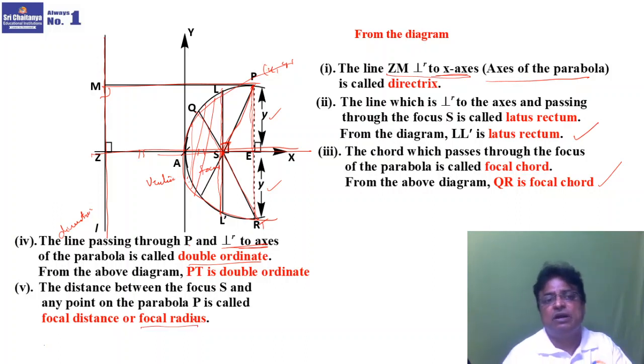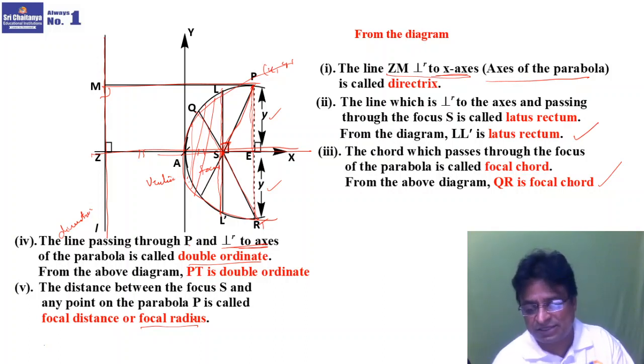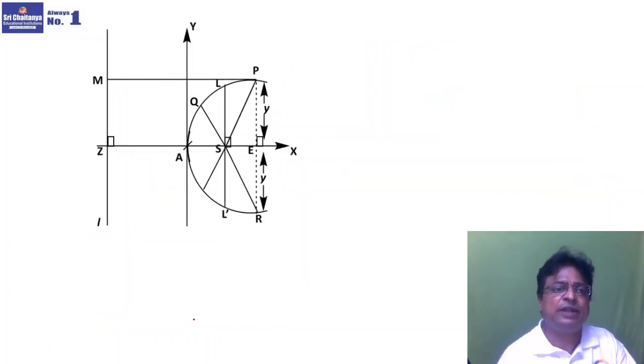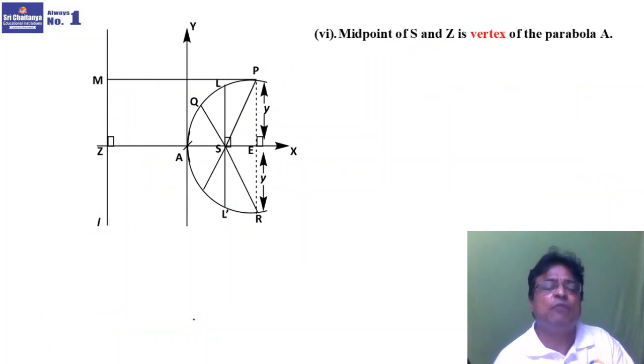So my friends, here we practiced and we learned what? Directrix, latus rectum, focal chord and double ordinate, and focal distance or focal radius. And coming to another important point, which is vertex. What is vertex? Already I mentioned it.